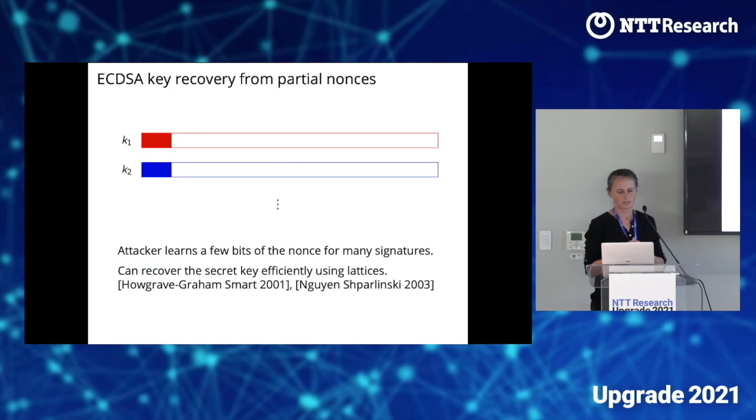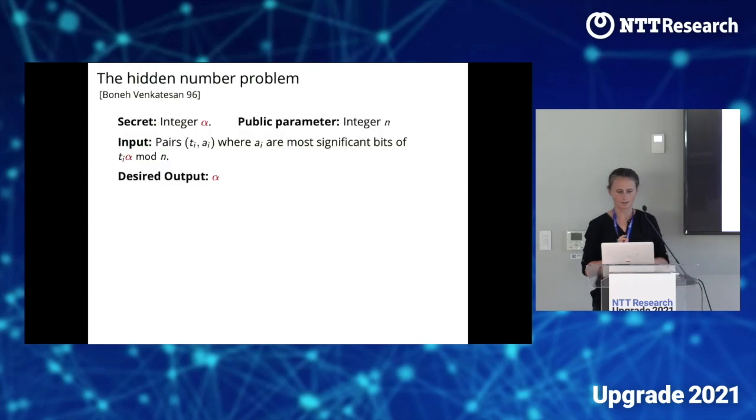More interesting is if the attacker is only learning a small amount of information per nonce. So in this case, you have, say, a few most significant bits of a whole sequence of nonces for many signatures. And it turns out that you can recover the secret key efficiently. There are two algorithms to do it. I'm going to focus on the lattice-based algorithm for this. This has been known for quite a while. It is a fun technique.